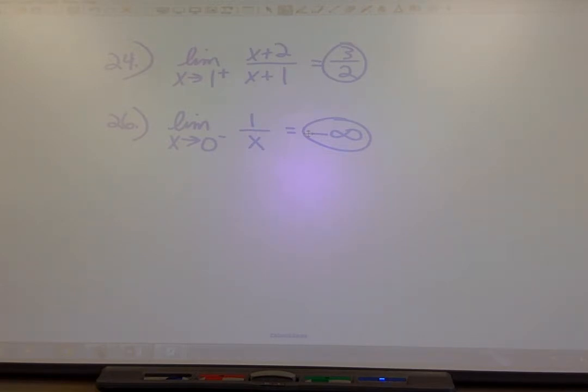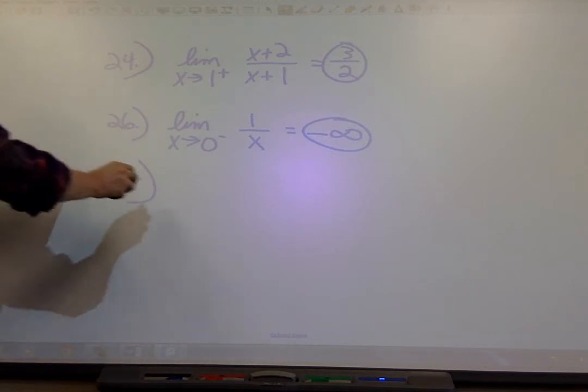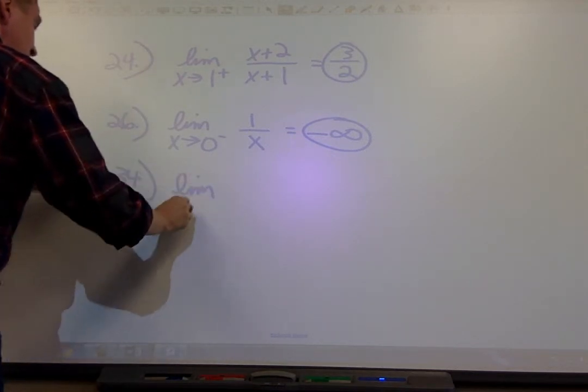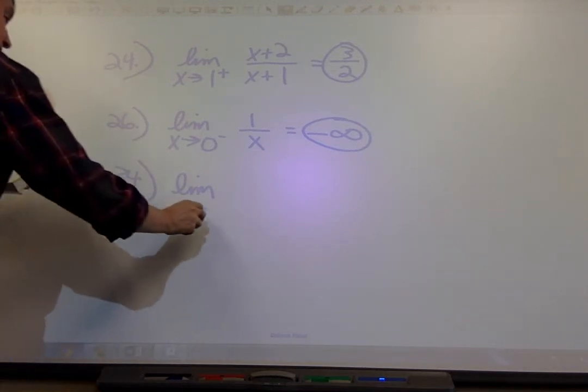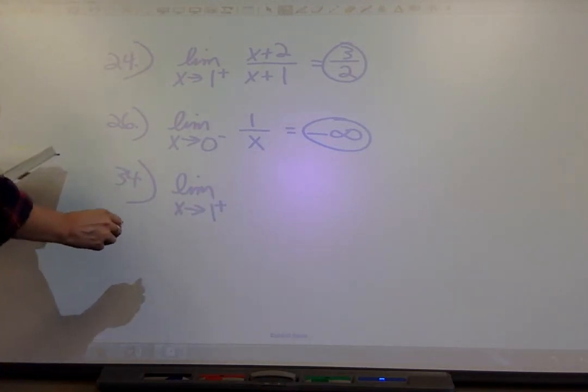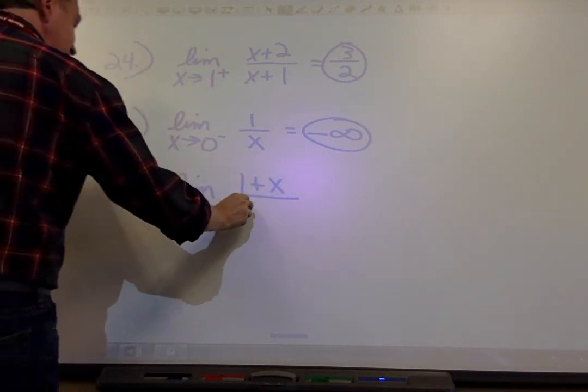Let's see. What if we did 34? 34 says the limit as x approaches 1 from the right of 1 plus x over 1 minus x.